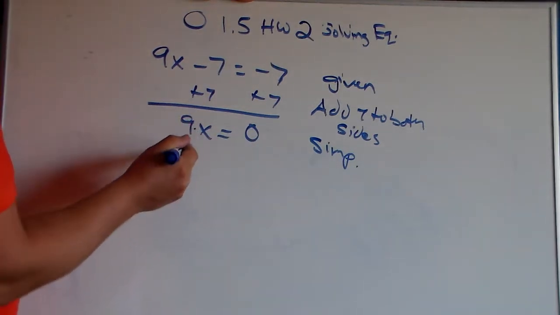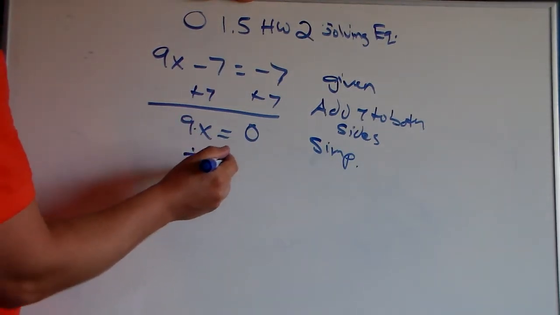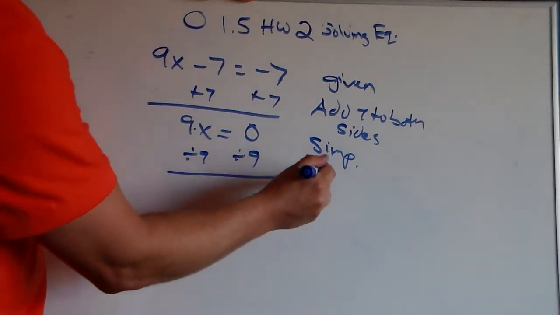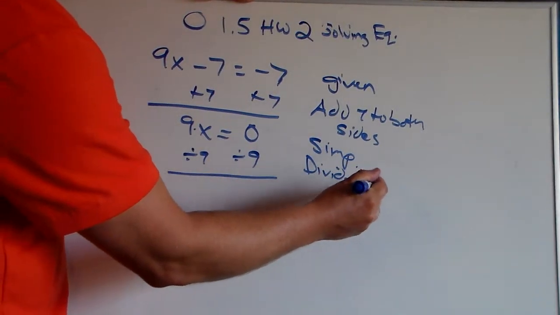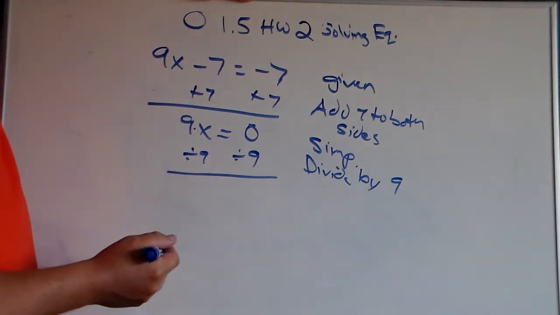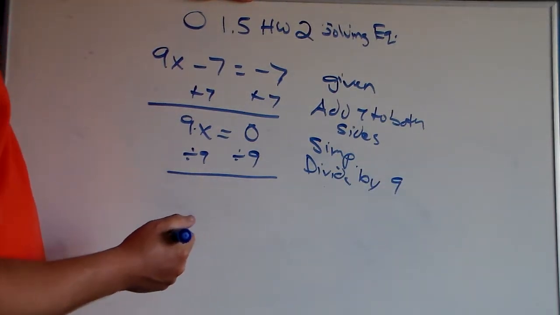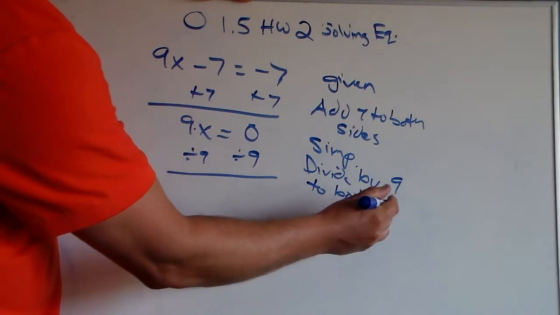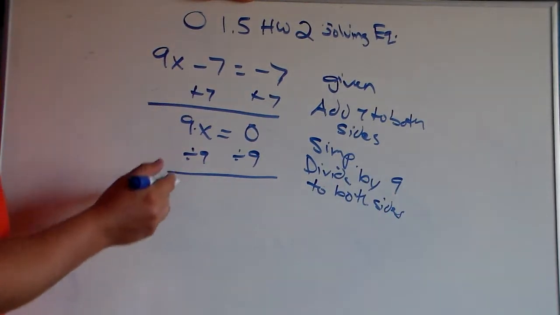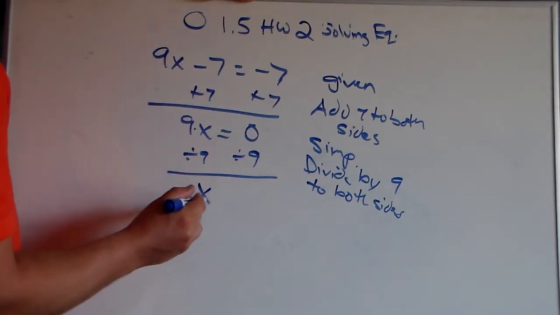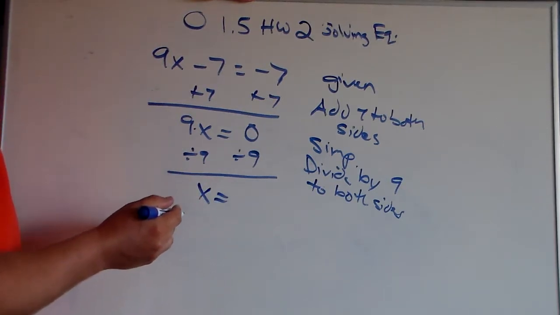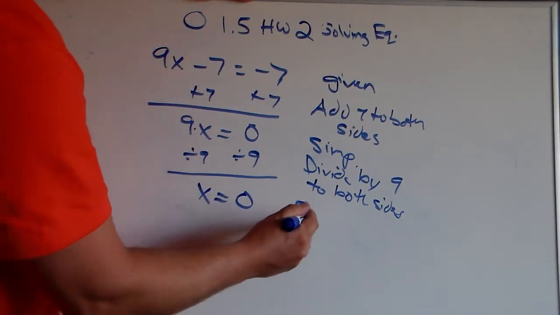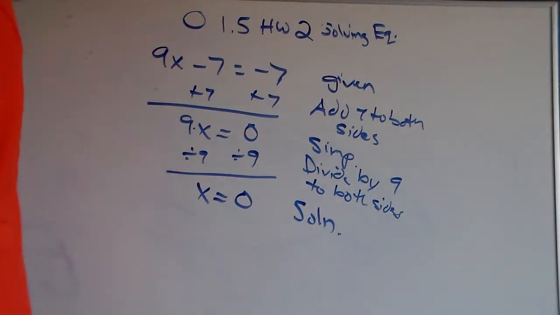Now this is 9 times x. So what we got to do, we have to divide by 9 to both sides of the equation. Divide by 9 on both sides of the equation. 9 divided by 9 gets us 1. So it'll be 1x, or just simply x. 0 divided by 9 is 0. That's our solution to number 3. X equals 0.